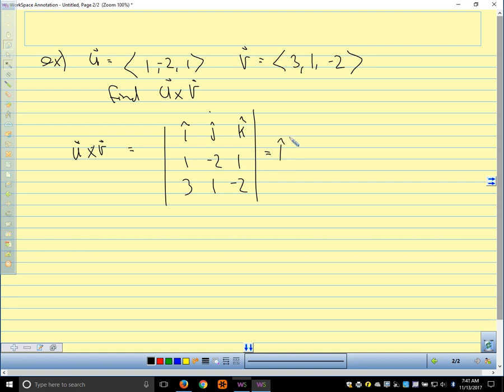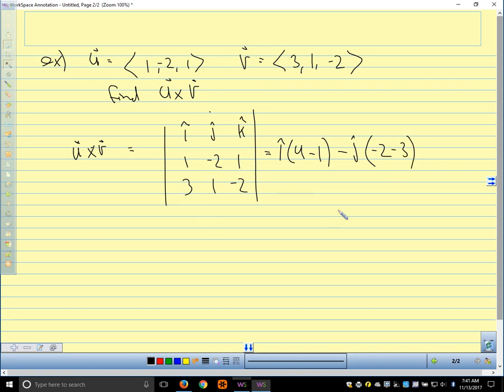And I always write it out explicitly because I make arithmetic errors, I make sign errors. So this is i hat times -2 times -2, which is 4, minus 1 times 1. Second term, negative, minus j hat. That term is always negative. And we're going to cross out this column and that row. So 1 times -2. Did I do that right? Yes. I just want to make sure I wrote this down correctly. 1 times -2 is -2, minus 3.